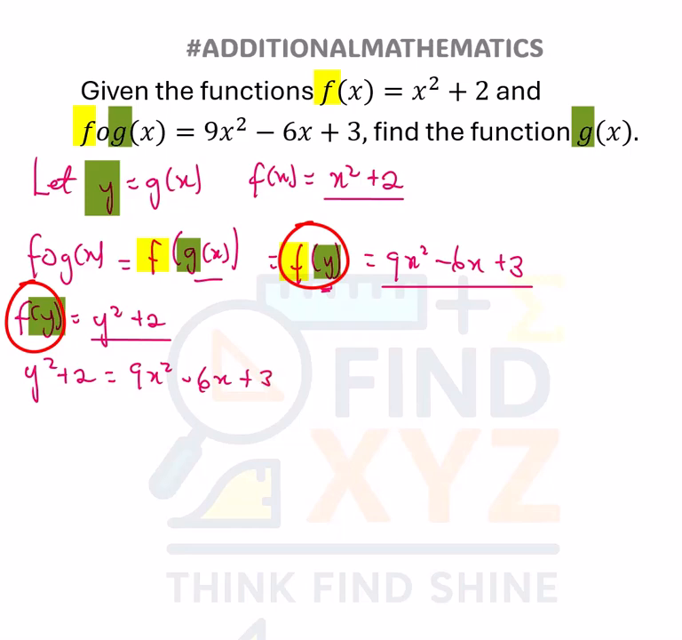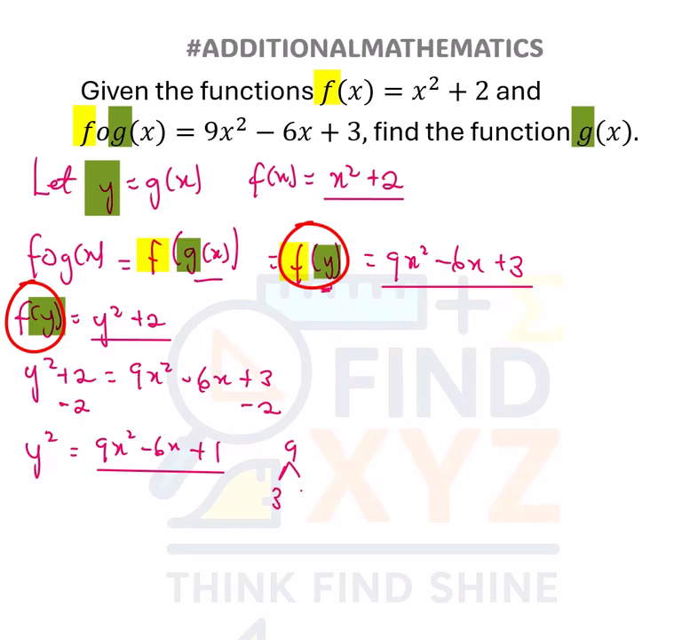Then what I can do is subtract 2 from both sides of this equation. 2 minus 2 will go to 0, so I have y squared being equal to 9x squared minus 6x, and 3 minus 2 will give us 1. Then we have a quadratic on the right hand side. I can factorize this. 9 times 1 will give us 9. Then a pair of factors that when we multiply will give us 9, but when we add will give us the middle term, which is 6.